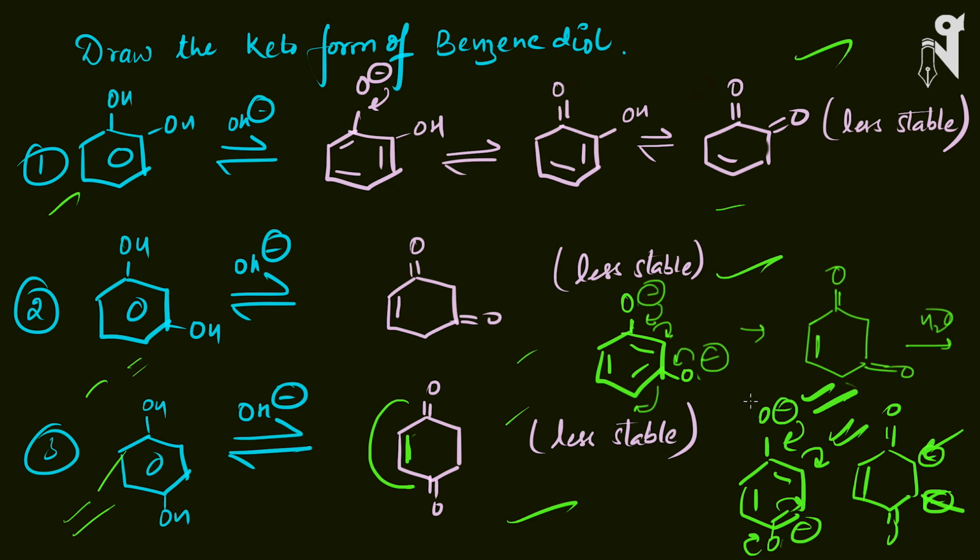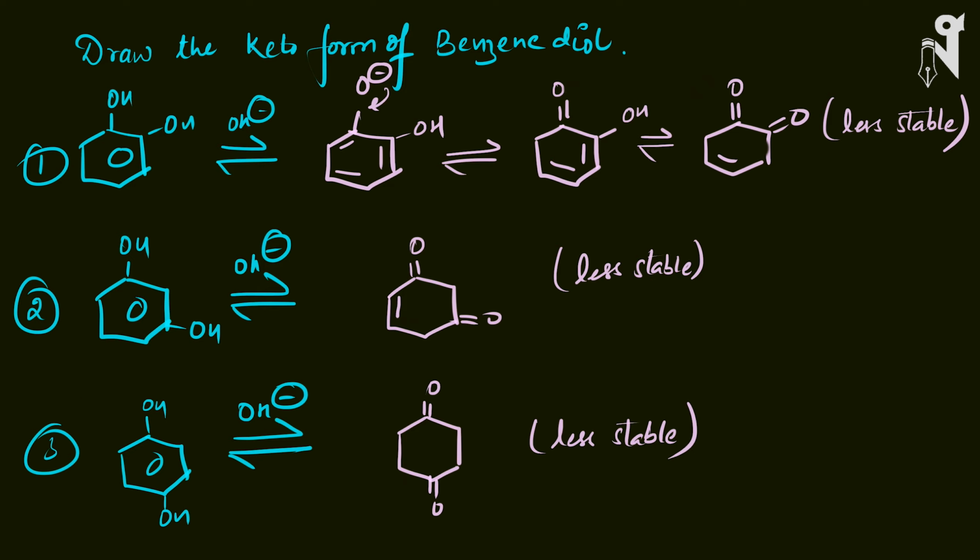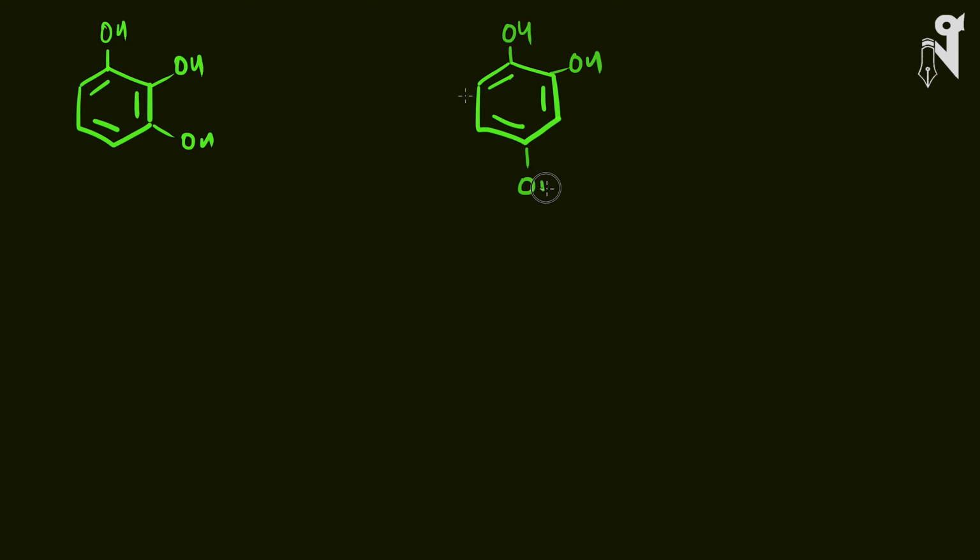But before I go to ring chain tautomerism, I would like to give you some questions to solve. You try those out on your own, and then we will discuss them in the next class. I am giving you some compounds. Find out their keto forms and tell me whether the keto or the enol will be stable. This is one, another is this compound, and the third one is this compound. Now draw their keto structures and see the stability of the molecule.